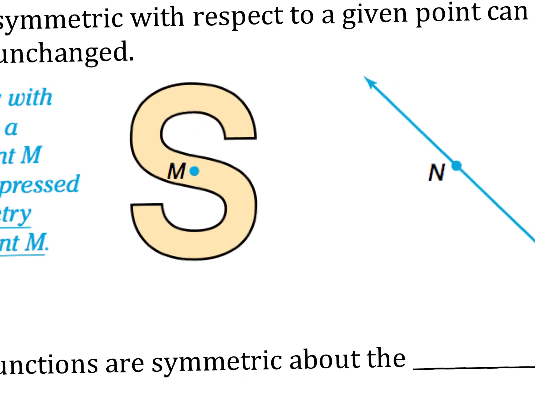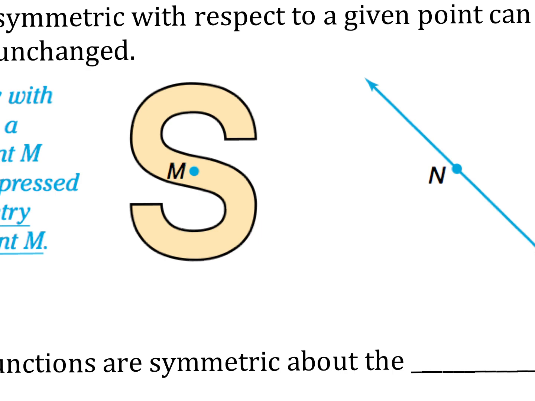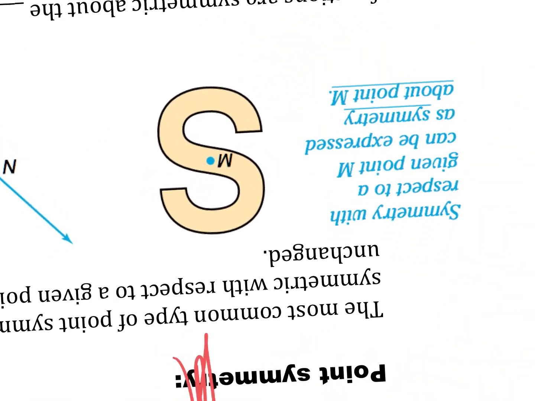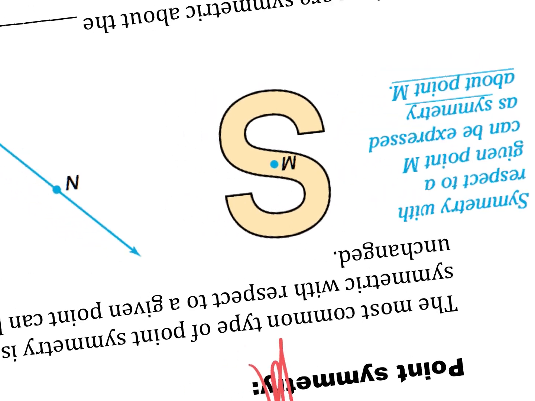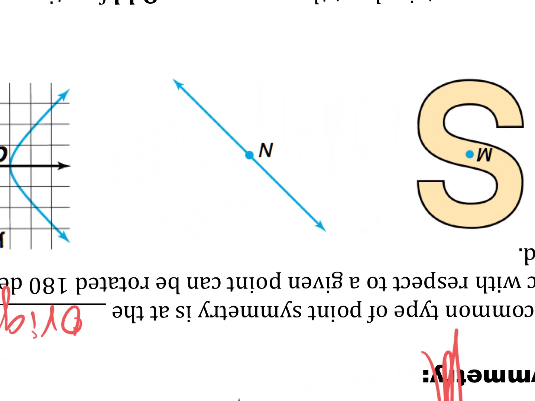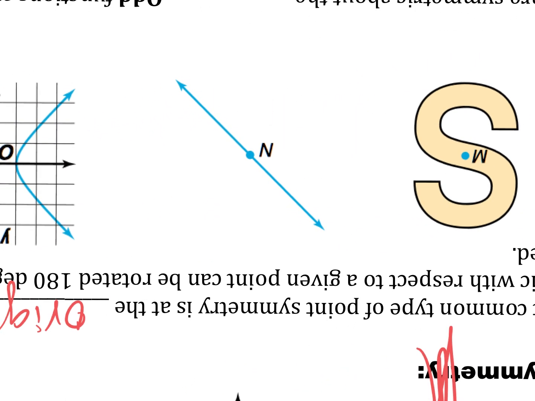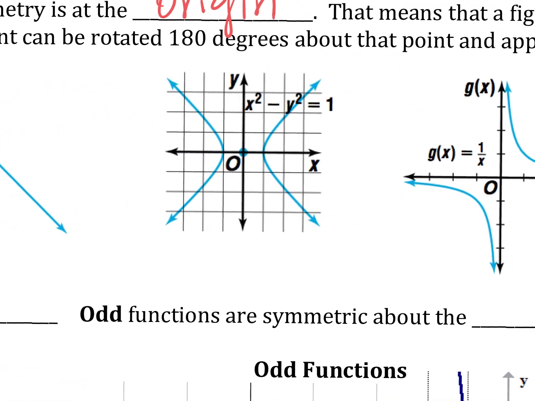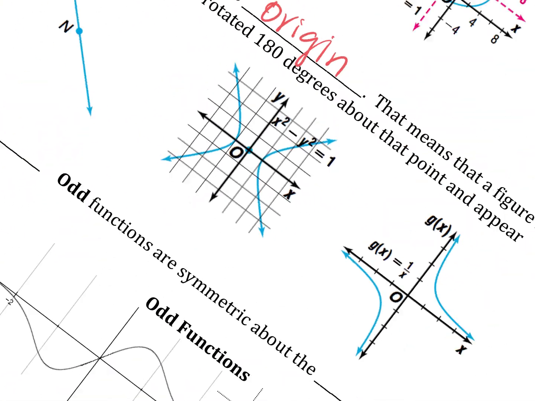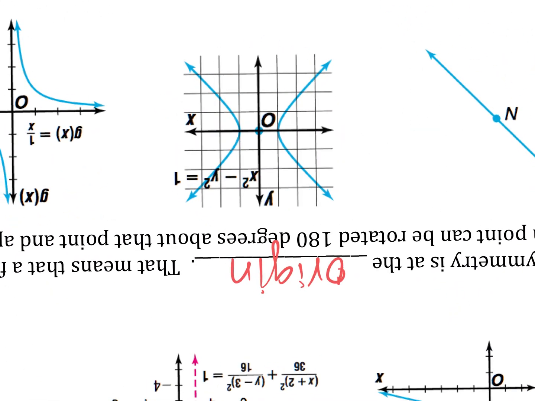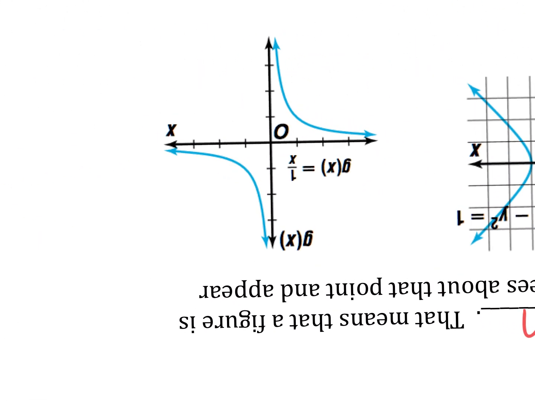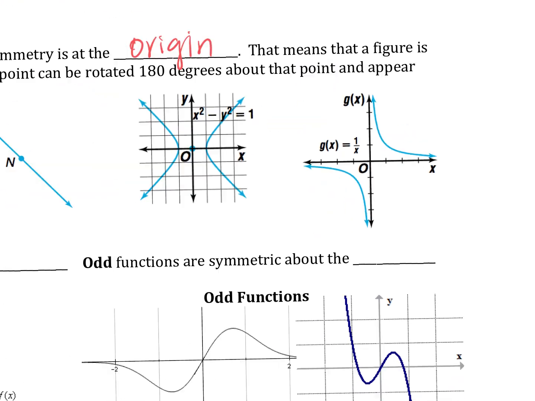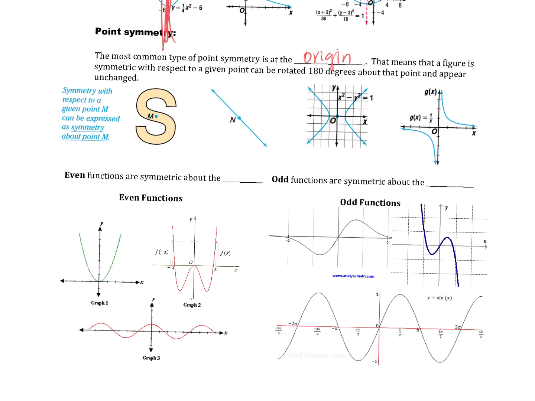So for example, this S, if I rotate 180 degrees, check this out. Is it still the same S? Yeah, so that one's got point symmetry. What about this line here? If I rotate this 180 degrees, is it still the same line? Yeah. What about this cute little hyperbola? If I rotate this 180, is it still the same thing? Yeah. And finally, this cute little graph 1 over x, rotate that 180 degrees, then it's got point symmetry. So all of these are point symmetry.